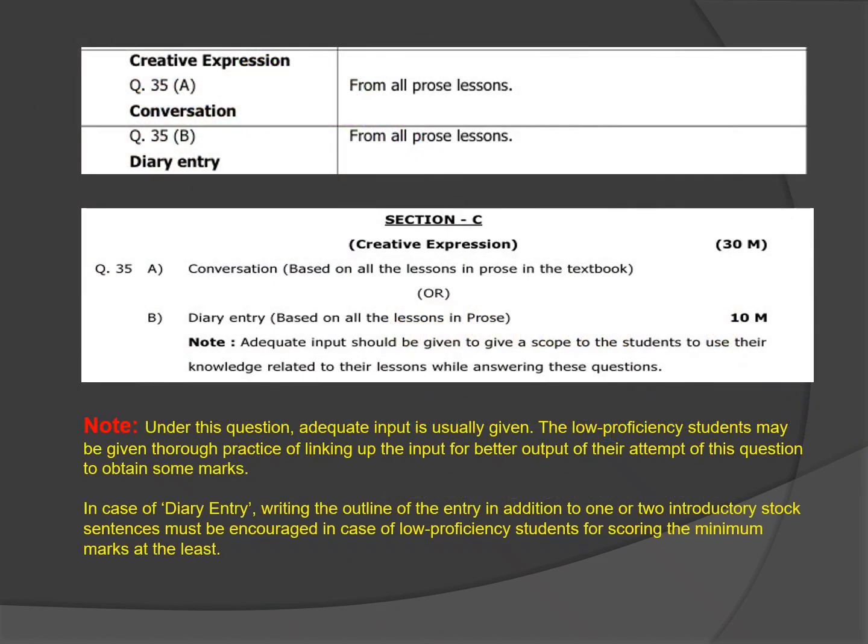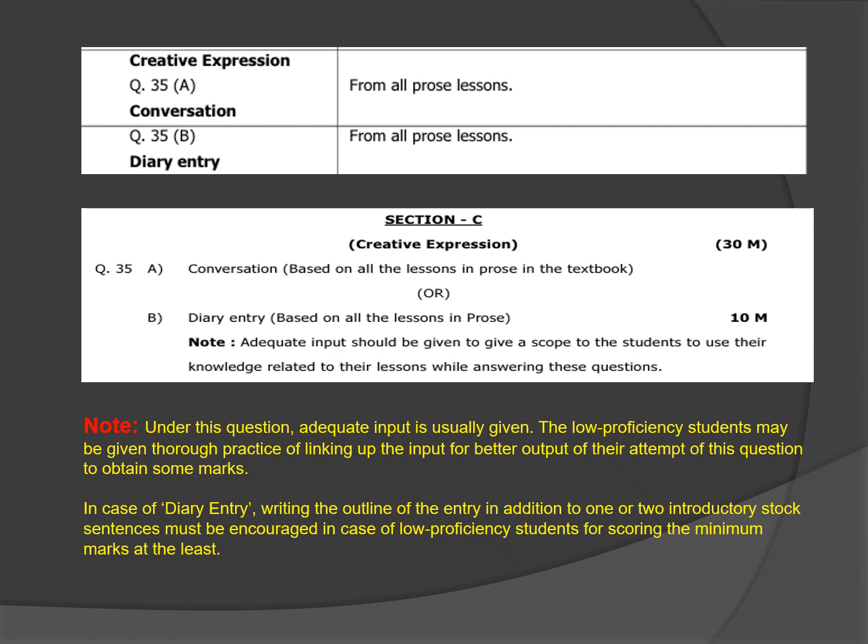Question number 35A will be about conversation, and the input will be taken from any of the prose lessons of the textbook. And coming to 35B, which is on diary entry, the input is again taken from any of the prose lessons. Here, adequate input is given, but in the case of a low proficiency student, writing the outline of the entry in addition to 1 or 2 introductory stock sentences must be encouraged for scoring the minimum marks at the least.